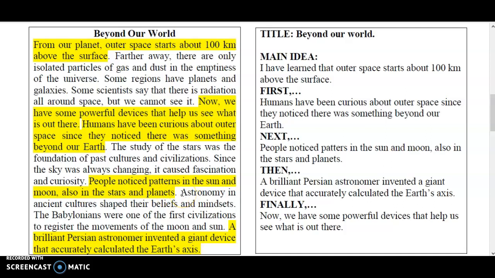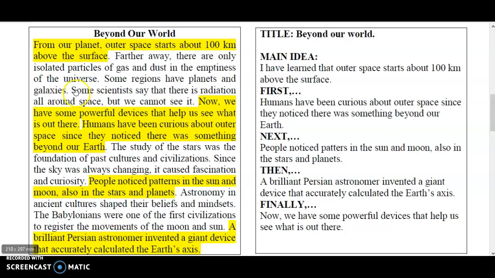Next, astronomy in ancient cultures shaped their beliefs and mindsets. The Babylonians were one of the first civilizations to register the movements of the moon and the sun. A brilliant Persian astronomer invented a giant device that accurately calculated the Earth's axis. As you can notice in this sentence, a brilliant Persian who invented the giant device is another important idea.